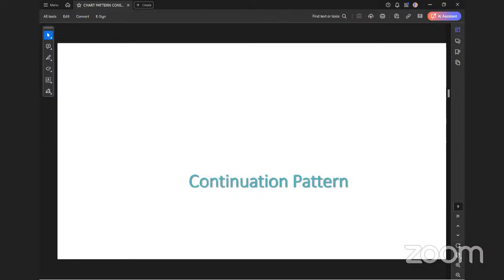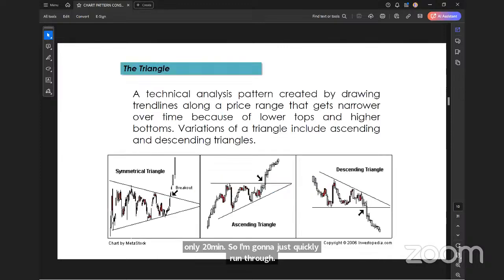We don't have much time, it's only 20 minutes, so I'm just going to quickly run through. This is a triangle. How you're going to treat triangles: ascending, descending, symmetrical. The best thing is, do you know how to calculate the target with a chart pattern? It's very easy.